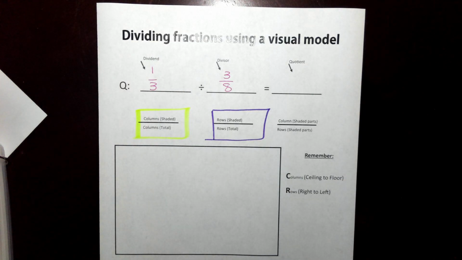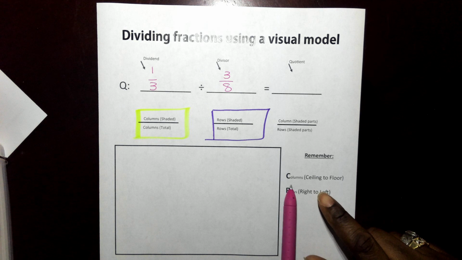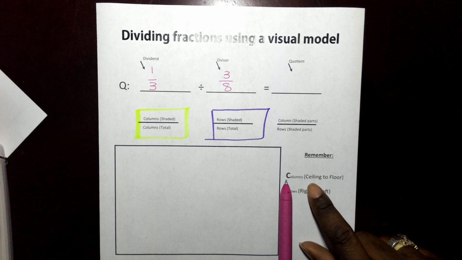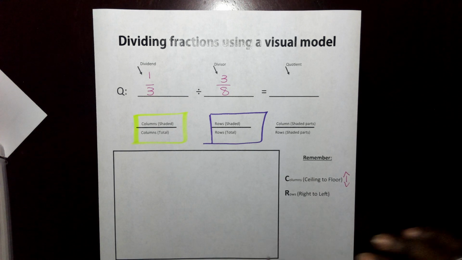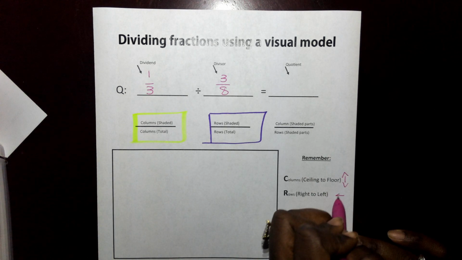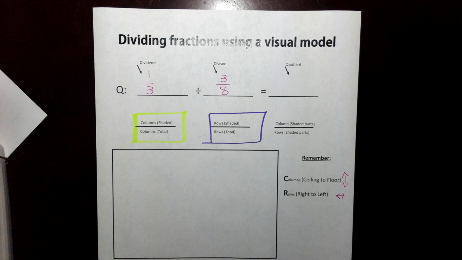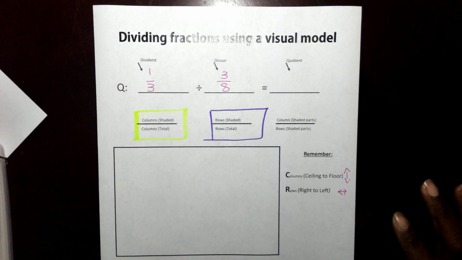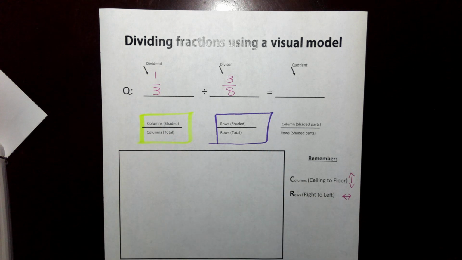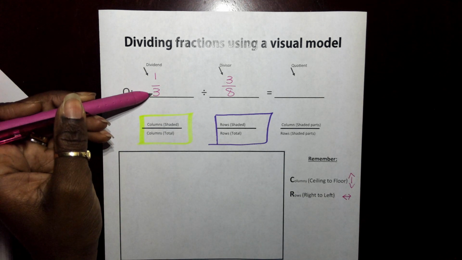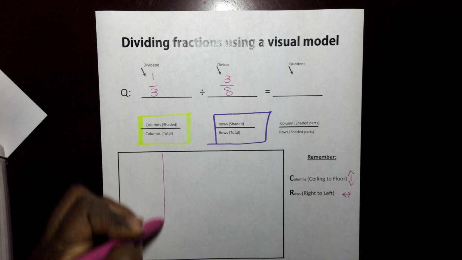All right, and then just remember that to remember what the columns are, we go from the ceiling to the floor, so that is up and down. And when we talk about our rows, we are going from right to left. Okay, so that helps us to remember we're going side to side. All right, so the first thing that we're going to do is put in the total number of columns that we will need. And in this case, we need 3 columns.